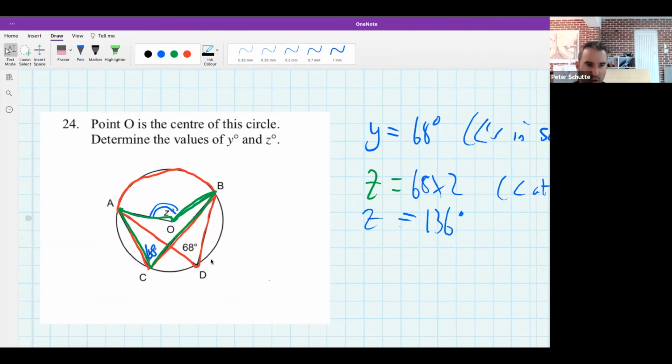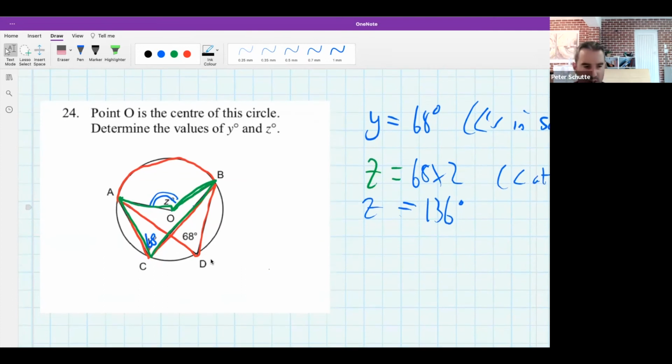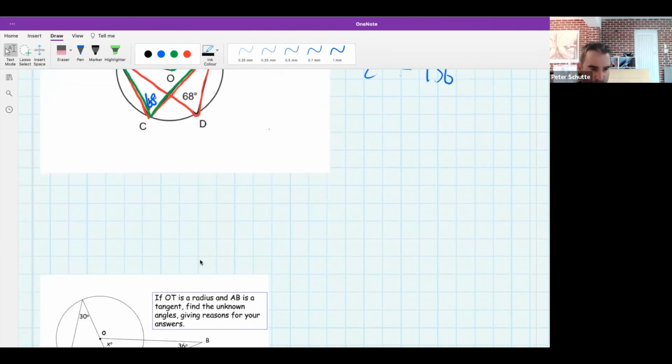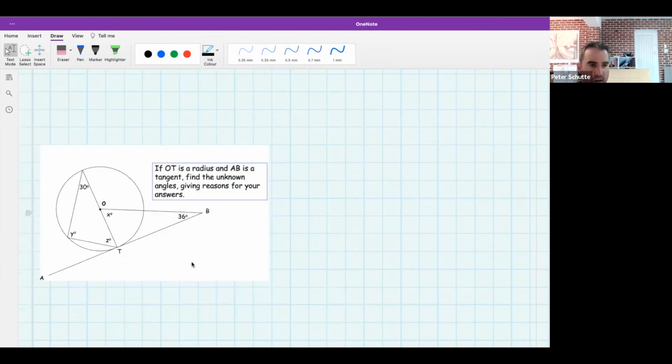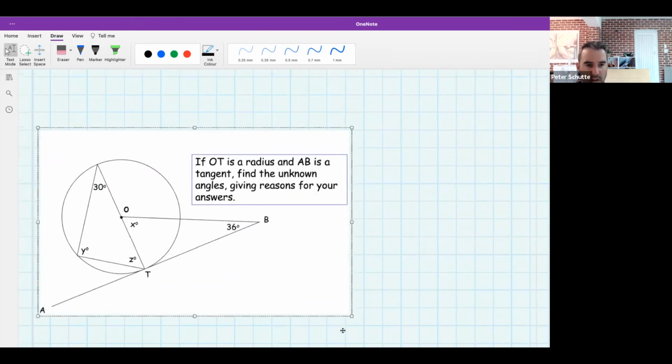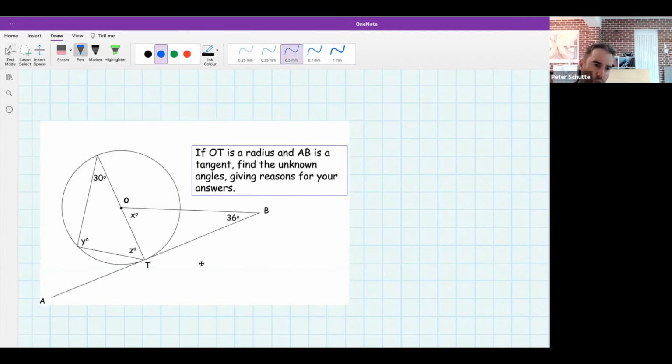Okay, so let's keep moving. I want to know what X, Y, and Z are in this drawing. So X, Y, and Z. And also I want you to give reasons as you go.